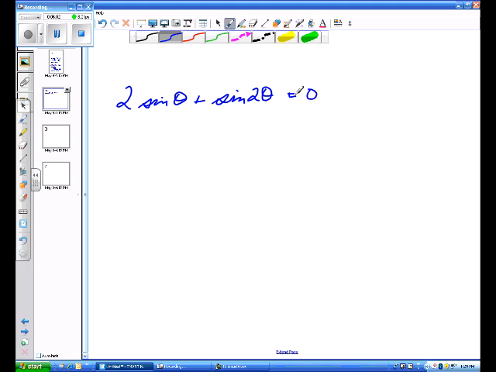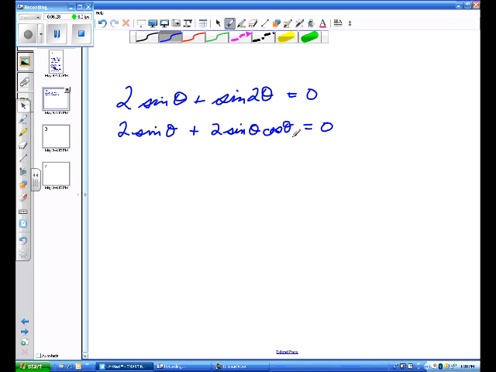Now, we can't solve this one as it is. We've got the same function, but we don't have the same angles. So we're going to have to do some changing, and we have an identity for the sine of 2 theta. So we're going to substitute in for the sine of 2 theta, which is 2 sine theta cosine theta equals 0.